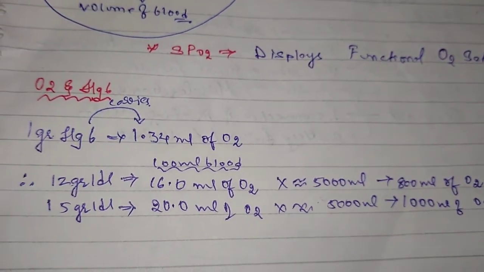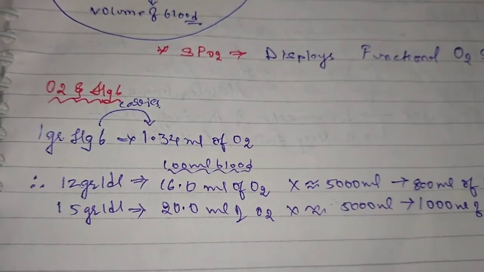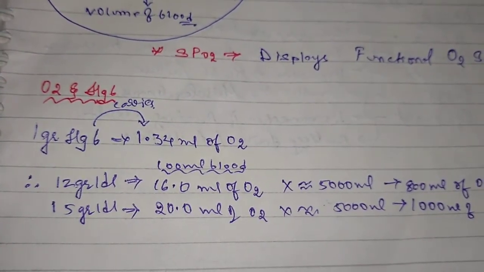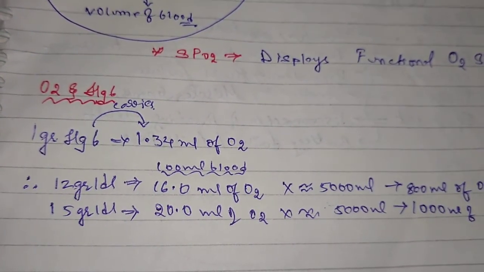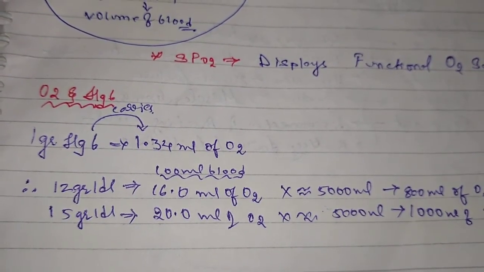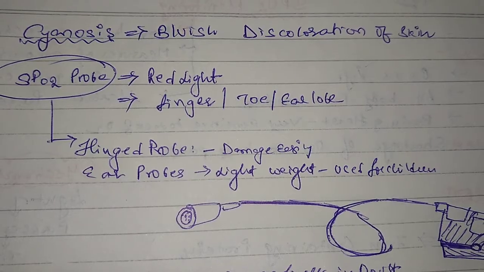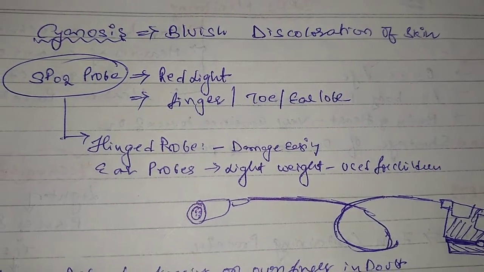Anemic patients are the ones experiencing severe hypoxia, because the hemoglobin levels may be 2, 3, etc., and it is very difficult to manage, so they may need a blood transfusion if the patient is anemic. Cyanosis is the bluish discoloration of the skin.